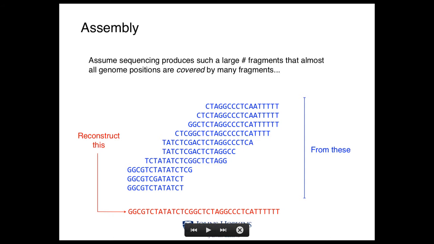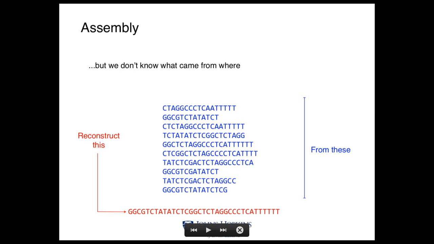Unfortunately, we don't know that. We don't actually know the ordering of the individual pieces. We only know their sequences. We don't know how they relate to each other. So we just have this big jumble of reads, and we need to computationally figure out what their ordering was along our genome sequence.